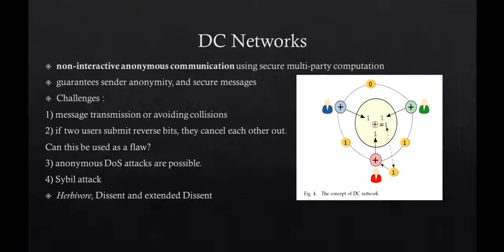DC networks. DC nets offer non-interactive anonymous communication using secure multi-party computation with information-theoretic security. It guarantees sender anonymity and secure messages, but all the participants must participate for the final outcome. Here, every participant outputs a message that is XORed with the key. The key is nothing but a pairwise key shared with the other participant. All the outputs are then broadcast.